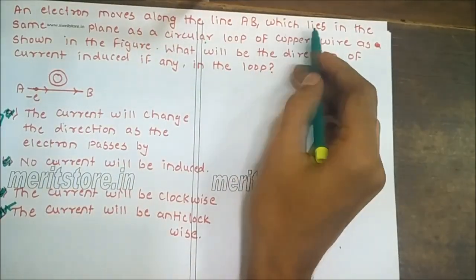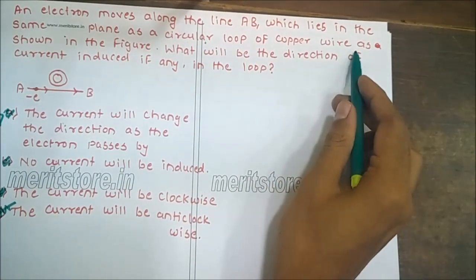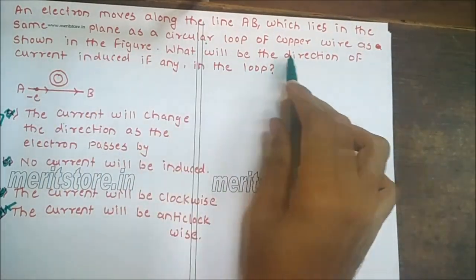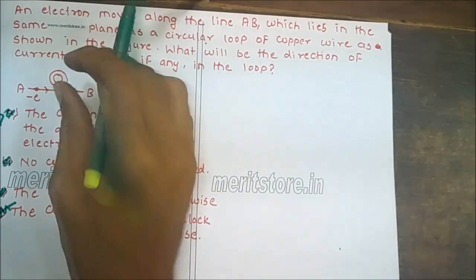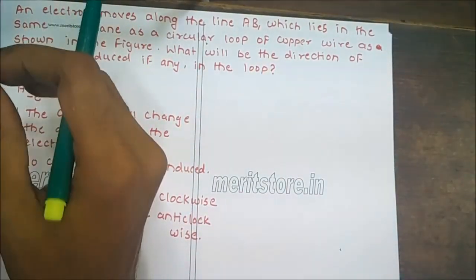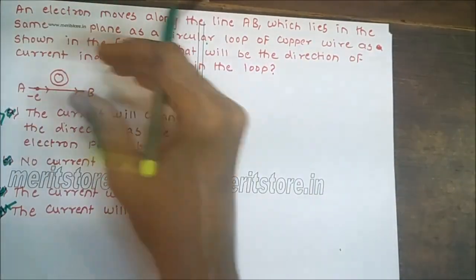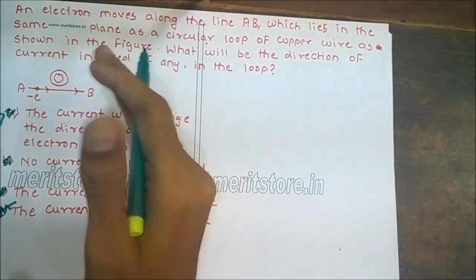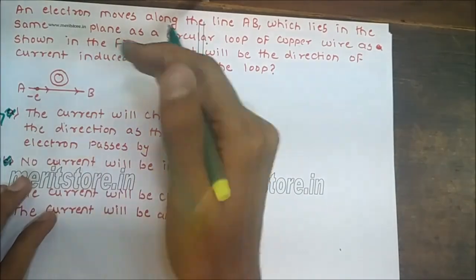An electron moves along the line AB, which lies in the same plane as the circular loop of the copper wire as shown in the figure. What will be the direction of the current induced in the loop? So if we have a conductor and a charge inside a conductor which is moving from left to the right, it will be the same as an electron which is moving with its magnetic field outwards.